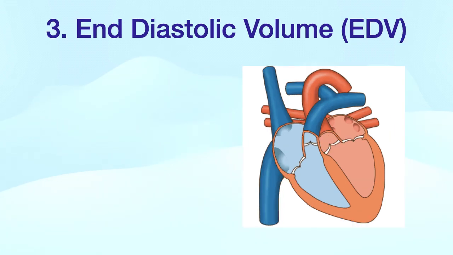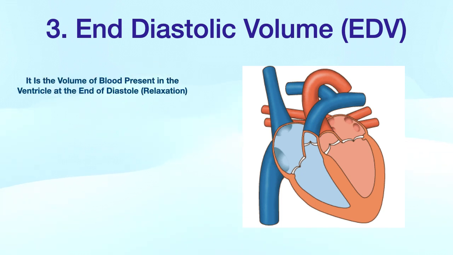The third terminology is end diastolic volume. It is the volume of blood present in the ventricle at the end of diastole, which is relaxation. Once the atria pump all the blood into the ventricles, which are relaxed, receiving blood, and the atrioventricular valves close, there is a specific amount of blood remaining in the heart at the end of diastole. The heart has not started to contract, that is why it is called end diastolic volume. The normal volume is approximately 135 ml plus or minus 10 ml.